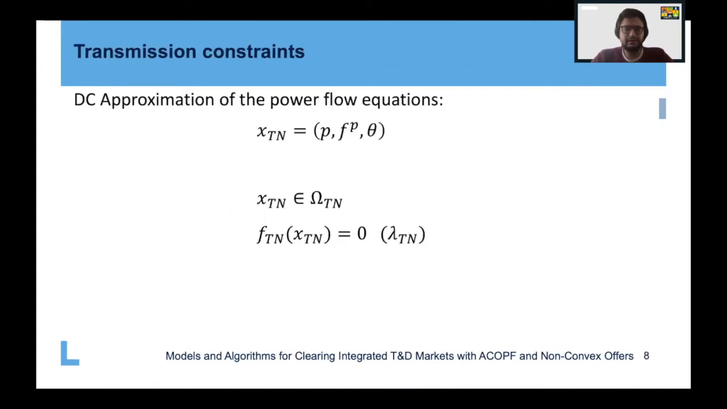As I said, we are allowed to use the DC approximation on the transmission network. So we will only have real power decisions: real power injection P, real power flow FP, and the angle theta. And we will separate the constraints into real power balance constraints, so F_TN, X_TN equals 0, associated with a price, which will be the LMP for the transmission network. And the rest of the constraints are in a set omega_TN, and we typically have line limits or generation limits here.